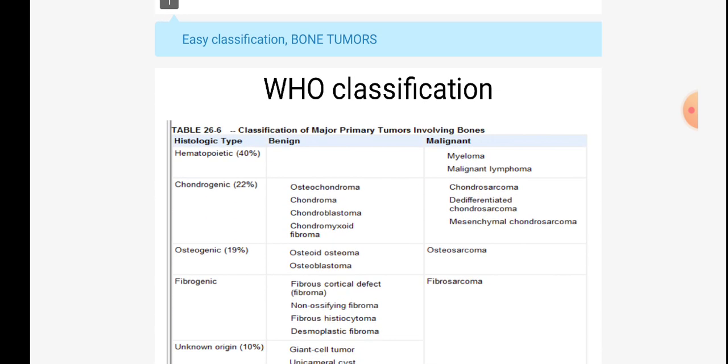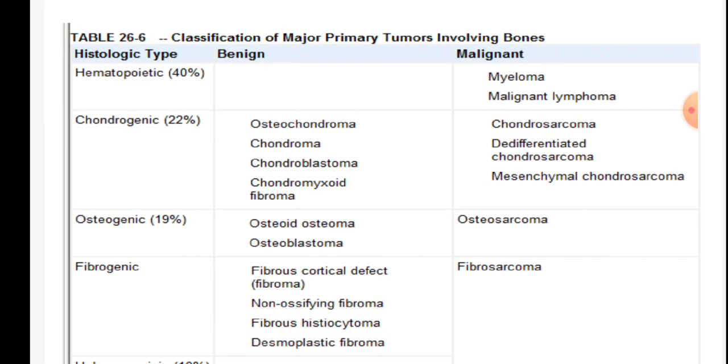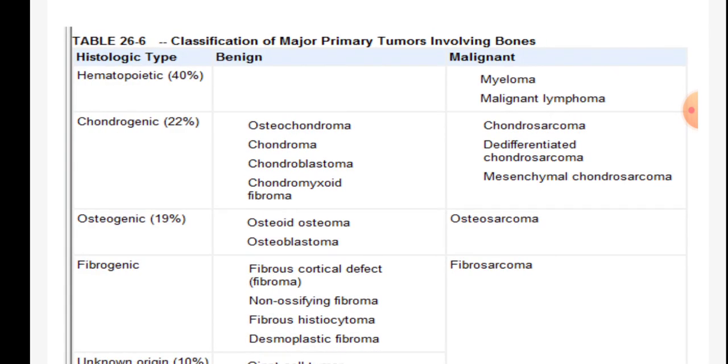Now, coming to the WHO classification of the bone tumors. This can be asked as a 5 marks question. This is an important one, a commonly asked viva question: what are the benign lesions of the bone and the malignant lesions of the bone.